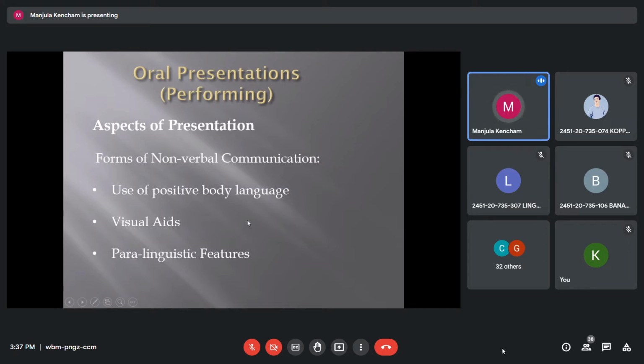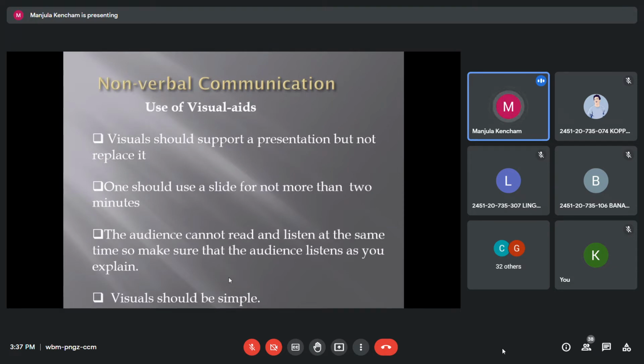Use of positive body language is one of the aspects. Use of visual aids, paralinguistic features. So I think I have given you more points related to this. Fine, no problem. Use of visual aids. Visual aids should support a presentation but not replace it. You cannot say, I have projected a visual aid, have a look at it, and the entire presentation is represented in the visual. If that is the case, you should say, share it on email. Then there is no purpose in calling for a presentation at all. Visuals can only supplement and support, but not replace a presentation.